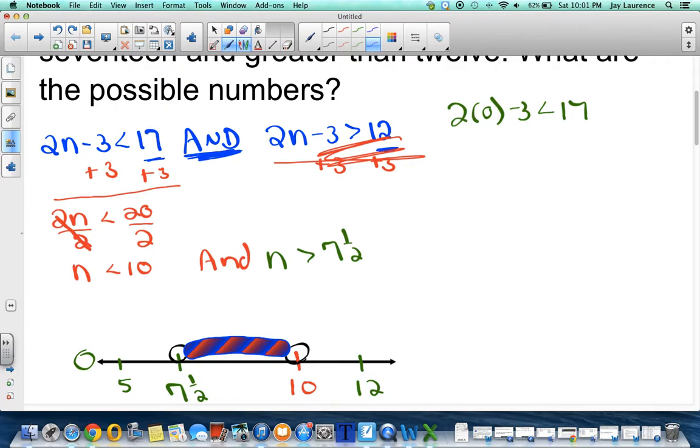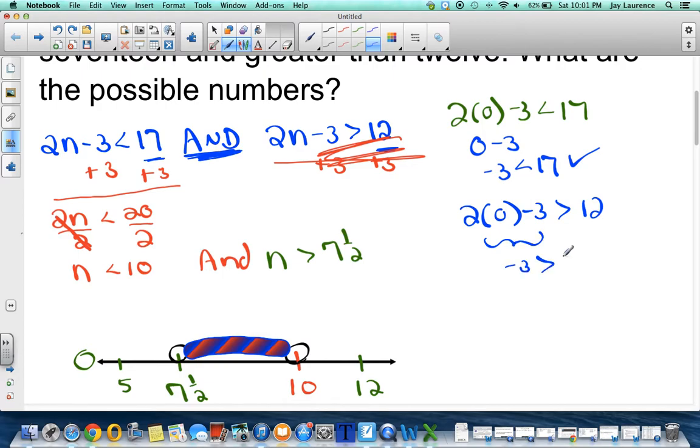So let's see here. I'm going to get 2 times 0 is 0. 0 minus 3 is negative 3, and that is less than 17, so it checks. But watch what happens when I stick it into the other inequality. I'm going to get 2 times 0 minus 3 is greater than 12. When I simplify this part, I'm going to get negative 3. And negative 3 is not greater than 12. So you see, that's a false statement.